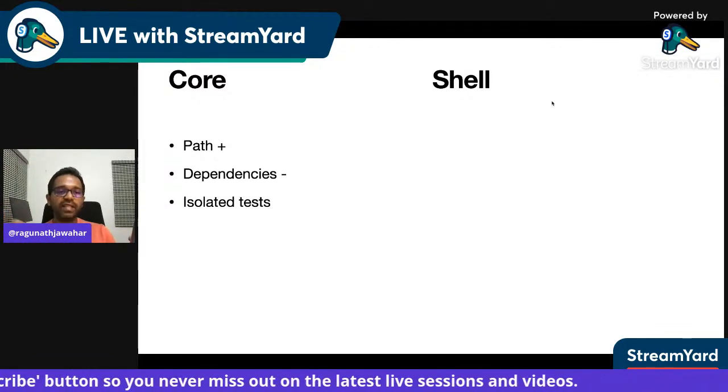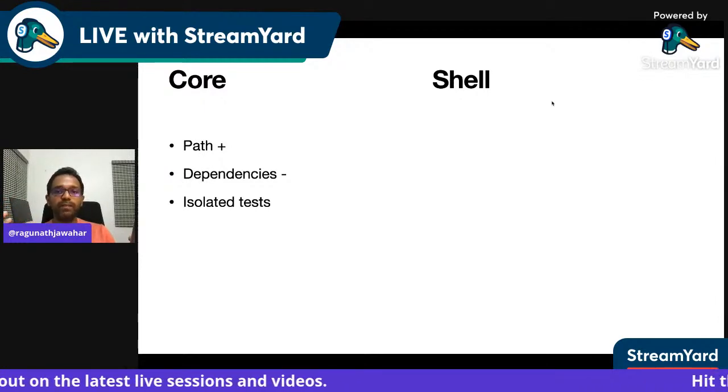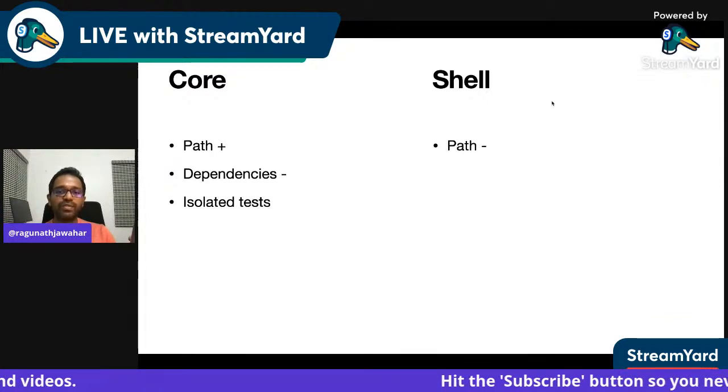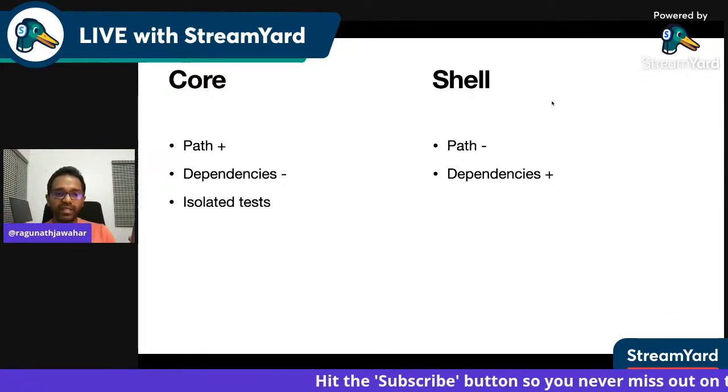And this is the functionality that is best suited for isolated tests, right? The other thing is having a shell where you don't really have a lot of execution paths, but then you have a lot of dependencies, right?